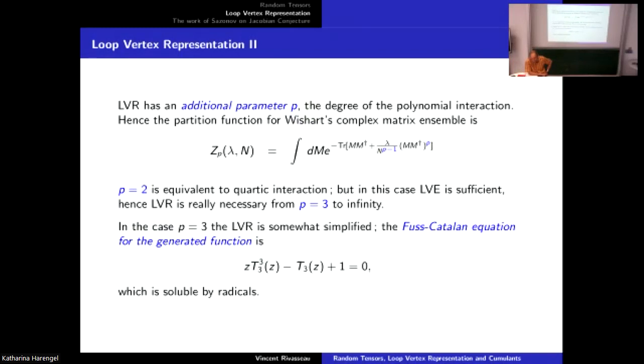The Fuss-Catalan equation for the generating function is T_p of z minus T_p of z plus 1 equals 0, which is soluble by radicals. It's not soluble by radicals from P equals 5 to infinity.